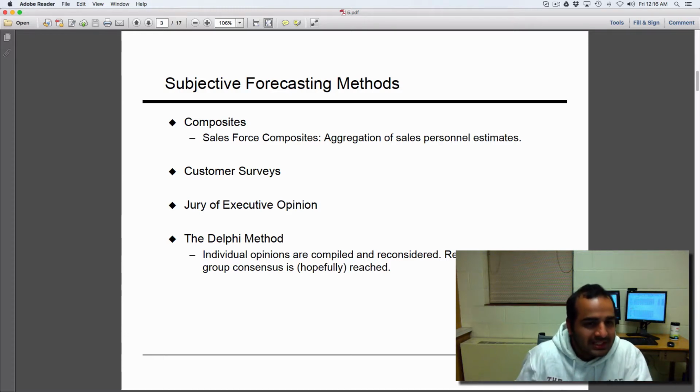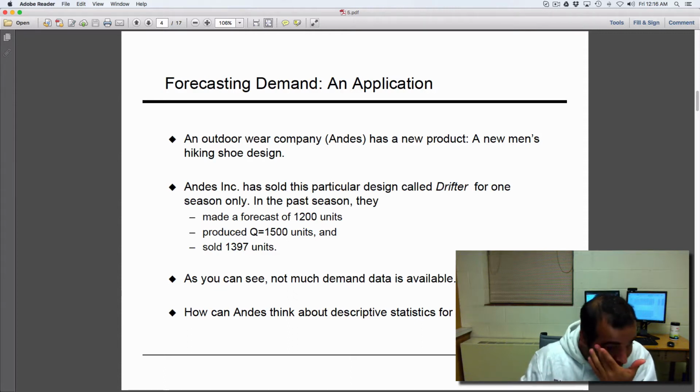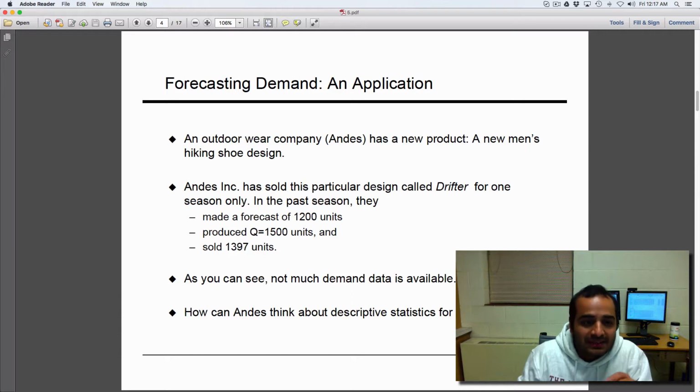Let's look at a forecasting application. We're going to look at an outdoor wear company called Andes. Andes has a product, the new men's hiking suit design. Andes Incorporation has sold this particular design, called Drifter, for only one season. In the past season, they made a forecast of 1,200 units. They made more than 1,200 units. They made 1,500 units, out of which they sold 1,397 units.